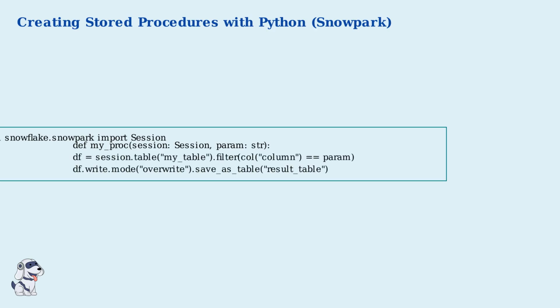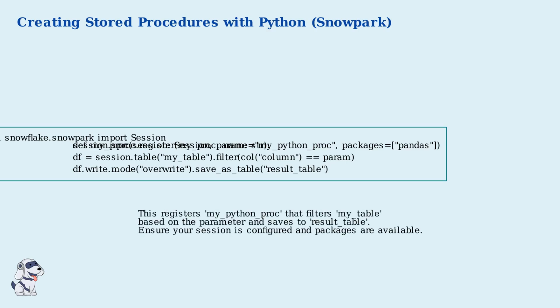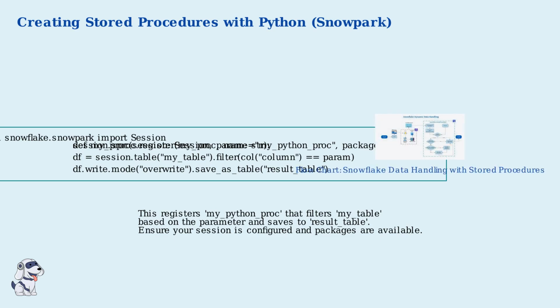Inside the function, create a data frame from a table, filter it based on the parameter, and save the results to a new table. Finally, register the procedure with Snowflake, specifying its name and any required packages like pandas. This code registers a procedure named myPythonProc that filters data from myTable based on the provided parameter and saves the results to result table. Make sure the session object is properly configured and you have the pandas package available in your Snowflake environment. Stored procedures like this fit into broader data workflows, as shown in this flowchart, where they handle dynamic data processing within Snowflake.